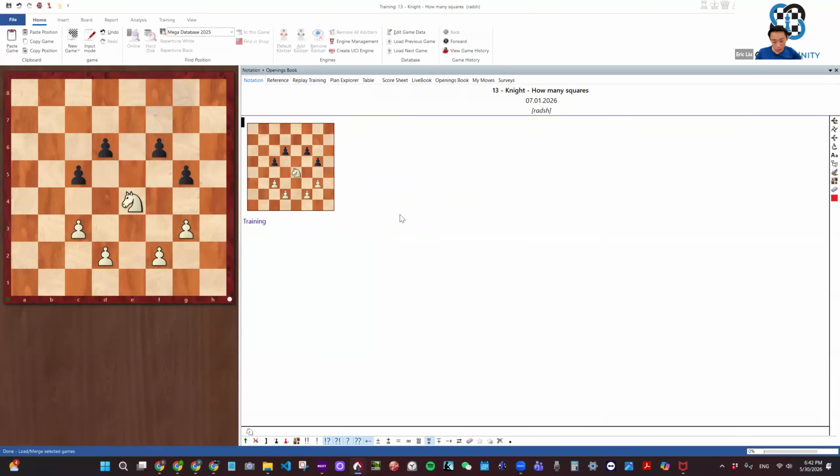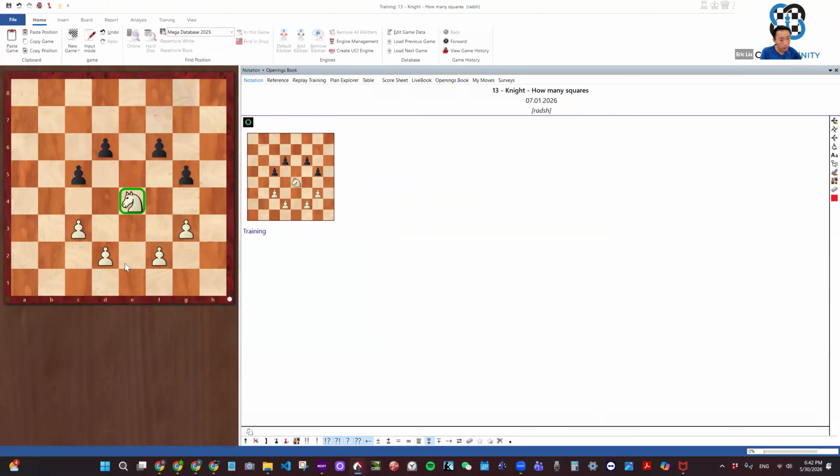Okay, this is a tricky one. This is a little tricky. How many different squares can the knight move to here? This is a little more tricky, but it's still doable.